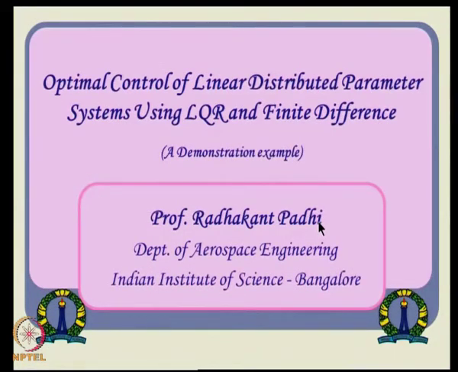So, let us get started. First thing is optimal control of linear distributed parameter systems using LQR and finite difference. This is a very simplistic idea that comes to mind, and it may not happen actually. Okay. So, let us just do a small demonstration of the idea through an example, and through that I think everything will be clear to you actually.